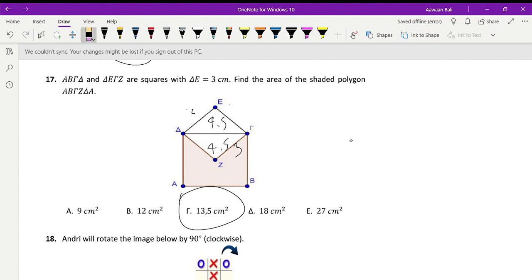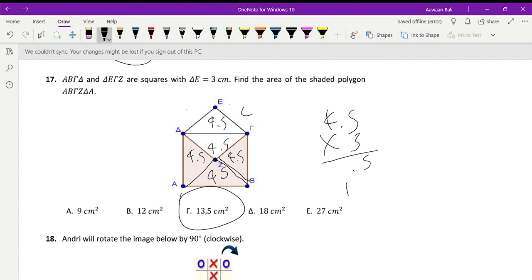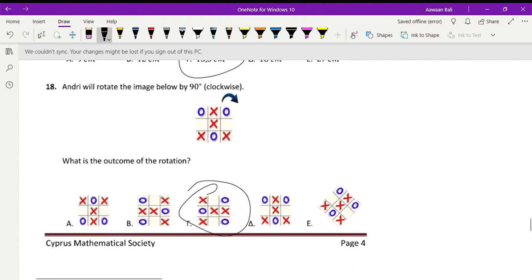Now, if you notice, they can be bisected too, like into the same triangles that this square was cut into. So basically, we know that this is 4.5, this is 1.5, this is 1.5, and we're just trying to find the area of the shaded part. So there's 3 triangles of 4.5 area, and we have 13.5. Therefore, the answer is 13.5 centimeters squared, and it's gamma.